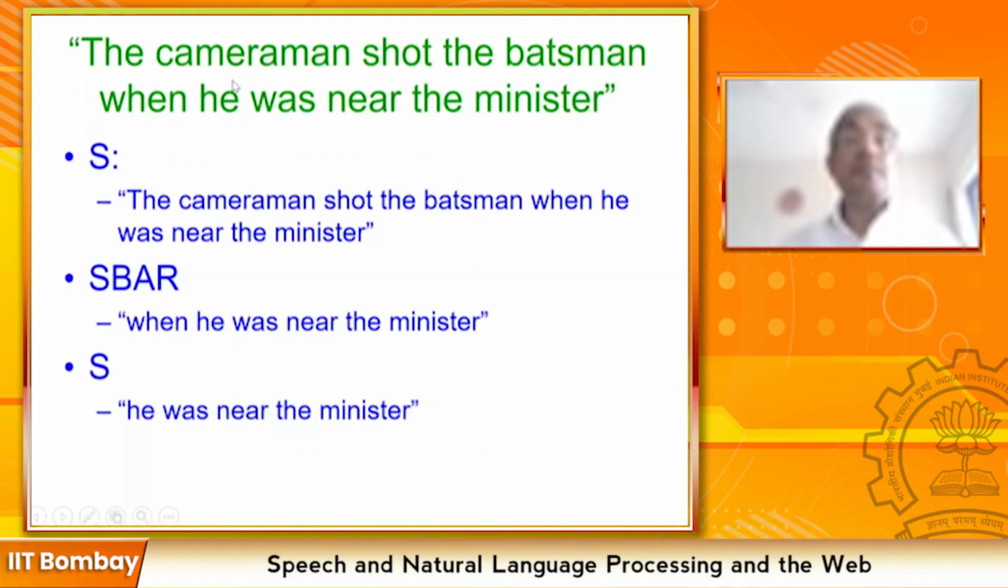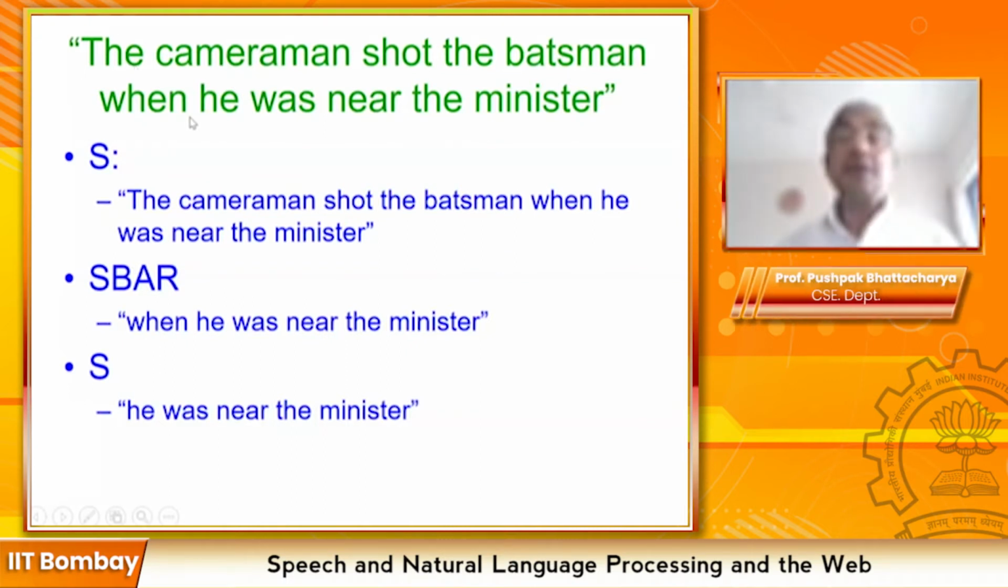So if I look at the sentence again, the cameraman shot the batsman when he was near the minister. The sentence S is the cameraman shot the batsman when he was near the minister. S bar is when he was near the minister, and S is he was near the minister. So S bar contains when plus a simple sentence, he was near the minister. This is how S bar is built. Remember that S bar has a simple sentence within it.